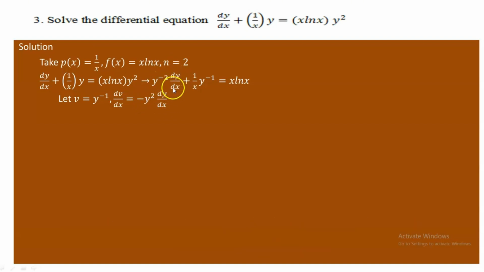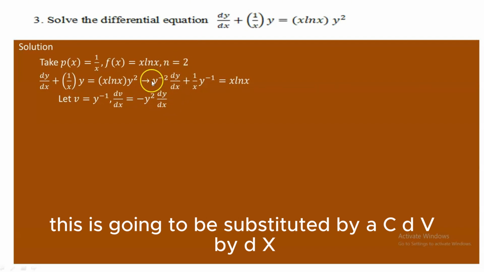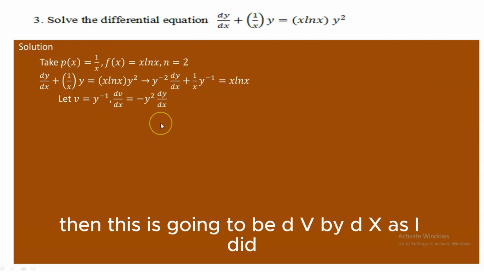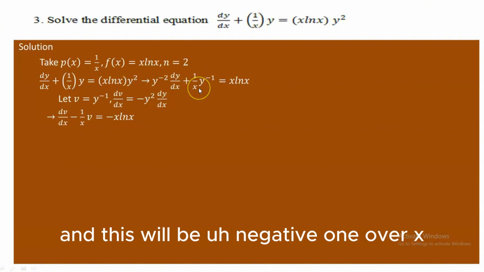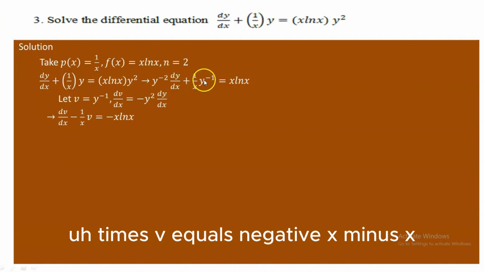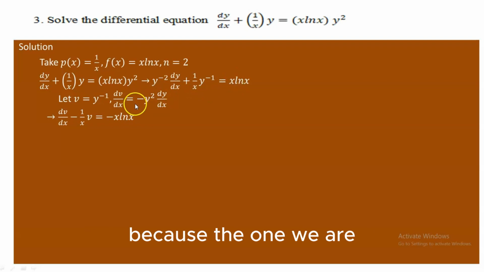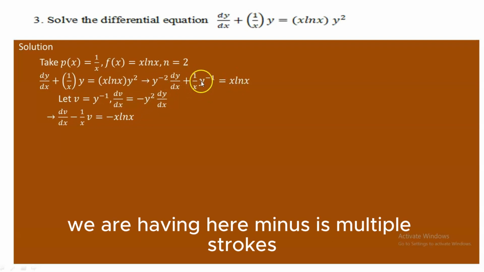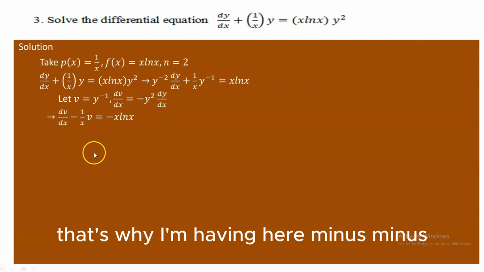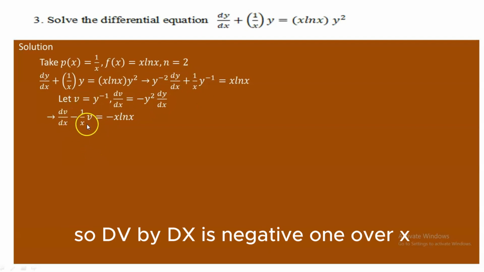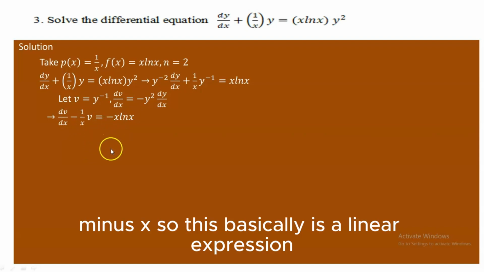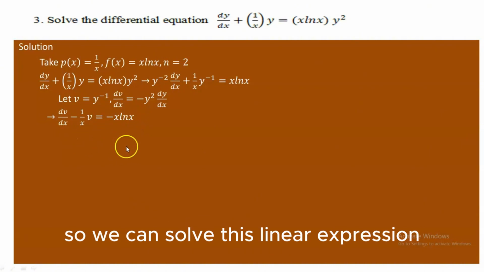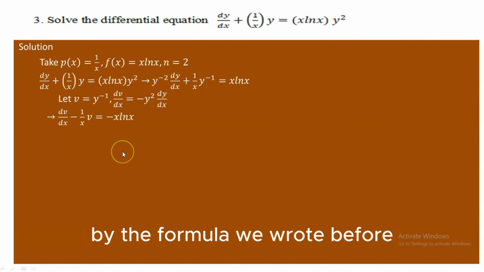Anyway, this is going to be substituted by dv by dx. Then this is going to be dv by dx, as I told you earlier. This is dv by dx, and this will be negative 1 over x times v equals negative x ln x, because the minus we are having here is multiplied throughout. That's why I'm having minus minus here. So dv by dx minus 1 over x times v is equal to minus x ln x. So this basically is a linear expression, so we can solve it by the formula we wrote before.